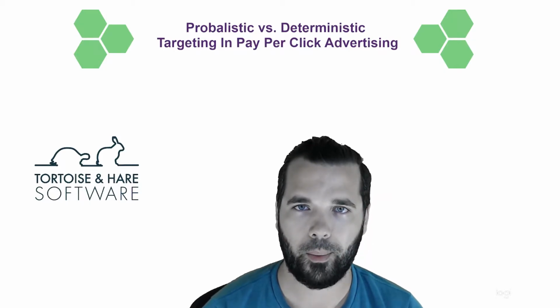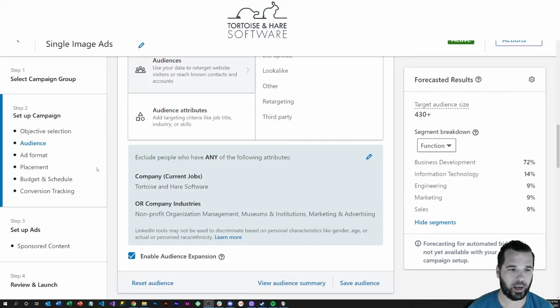So let me pop over to this screen capture. Here's a good example of what is most likely a deterministic targeting criteria. I have a company exclusion here in a LinkedIn advertising campaign for the company Tortoise and Hare Software. Since we're providing LinkedIn that data on a first-party basis to the platform, they probably know with deterministic accuracy that I'm a member of the Tortoise and Hare Software company, and that this is a deterministic targeting criteria.